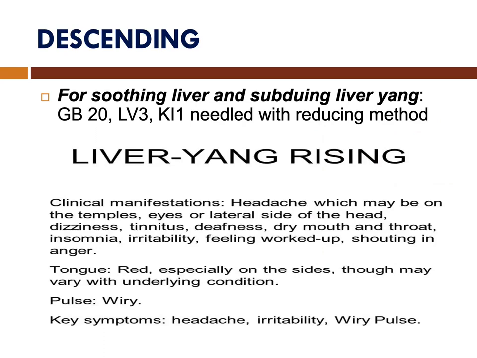Next use of the descending method is for soothing the liver and subduing liver yang. We use the points GB20, liver 3, and kidney 1, needled with reducing method.